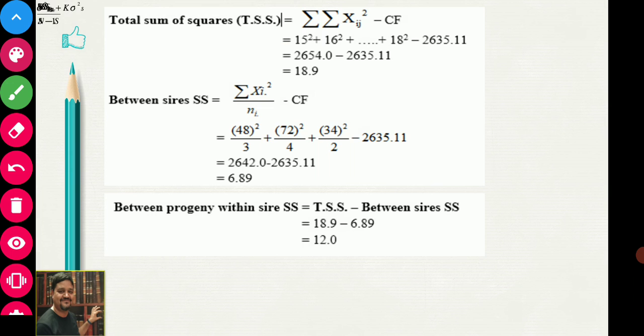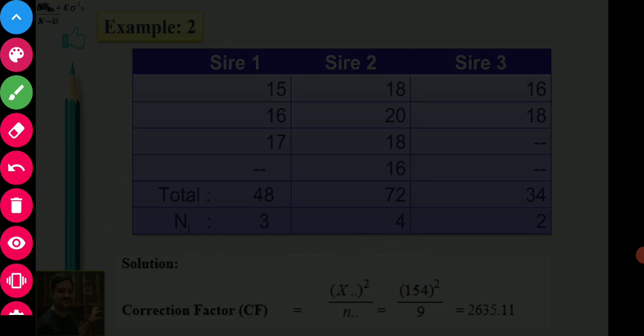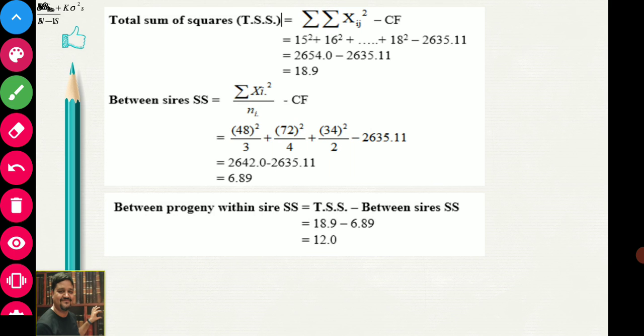Now the next step, you have to find the total sum of square. If you go to the back slide, the total sum of square is equal to each and every observation squared and added, and you have to subtract the correction factor. So you square it from 15 square up to 18 square minus correction factor. In this way you will get the total sum of square, that is 18.9.